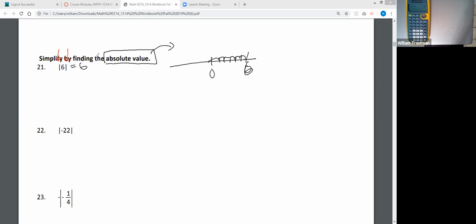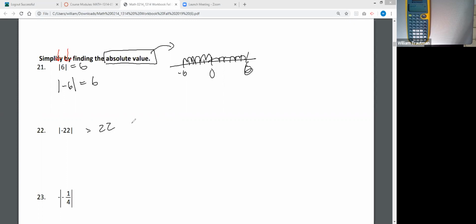The absolute value of 6 means how far is 6 from 0? It's 6 spots away. If I ask you the absolute value of negative 6, 1, 2, 3, 4, 5, 6. Do you see this is negative 6? How far is negative 6 away from 0? It's 6 spots away. So the absolute value is always the number inside, but it comes out as a positive. Negative 6 is 6 spots away from 0. 6 is 6 spots away from 0. Negative 22 is 22 spots away from 0.